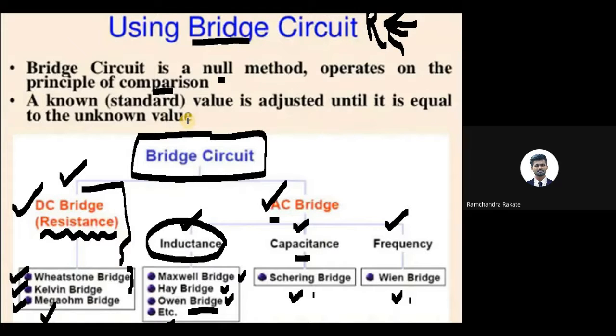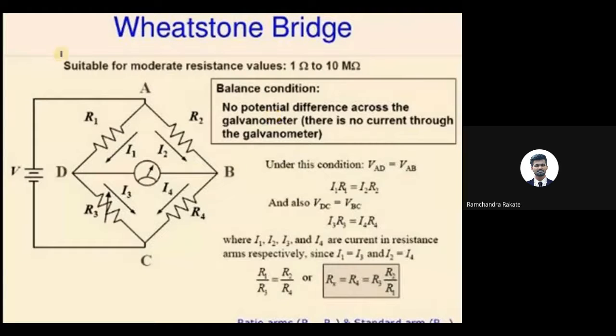So the bridge method is nothing but a comparison. We are doing comparison among resistors. Just keep that in mind. Now let us start with the first method, that is the Wheatstone bridge method. It is a very simple method. First we will understand this diagram, and then we look at its working principle.